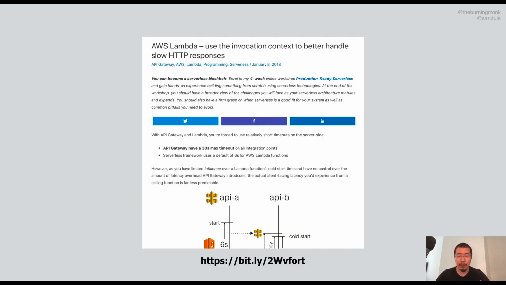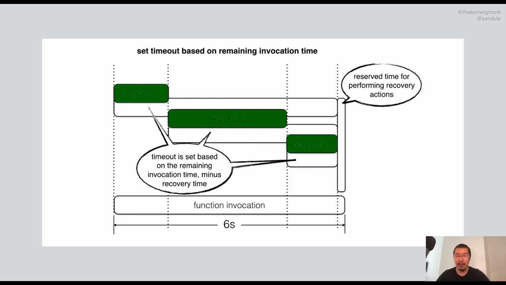Luckily for us though, when it comes to Lambda, we can find out how much time is left in the current invocation using the context object, which has got a method called get_remaining_time_in_millis. So a better strategy would be to set the HTTP timeout based on how much time is actually left in the invocation, but reserve some time at the end so that you can do any recovery steps like logging the timeout event, publishing custom metrics, or fetching a cached response from somewhere.